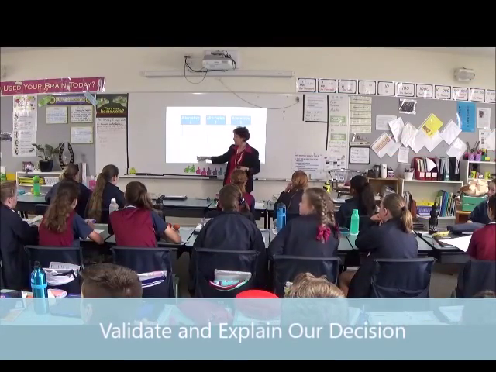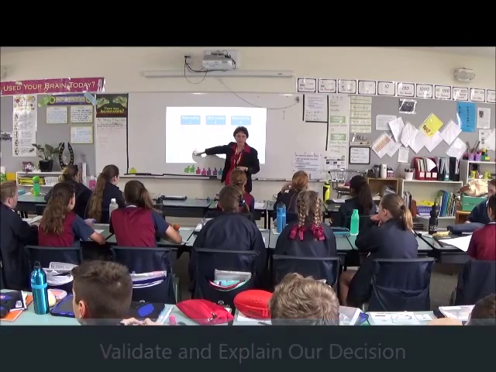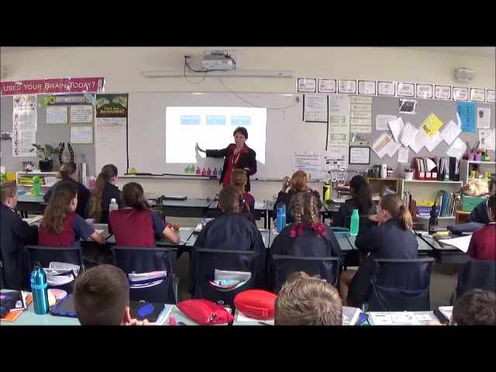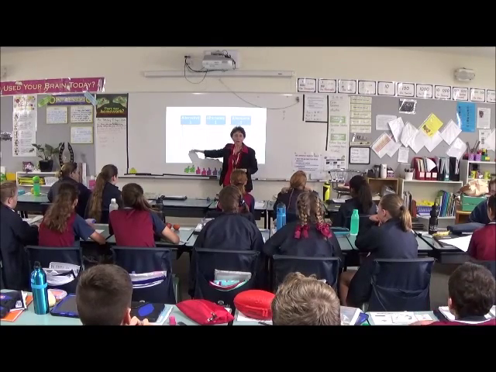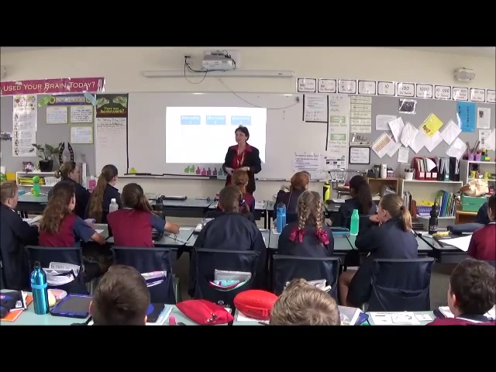Able to validate or explain the criteria that we used and how well that choice, for example Parliament House, how well it met that criteria. That is how we validate and explain.